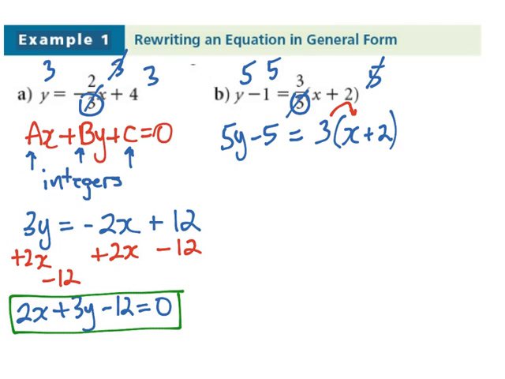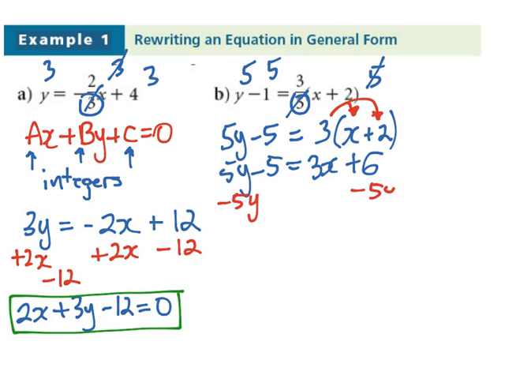So when we expand it, we multiply everything that's outside the bracket to everything that's inside the bracket. Then we copy 5y minus 5. 3 times x is 3x, and 3 times 2 is 6, positive 6. Then we're going to move everything from one side of the equation to the other. Now, in this situation, I'm going to move everything to the right side of the equation. I'll explain to you in a second why I did that. In order to do that, we're going to subtract 5y from both sides of the equation.